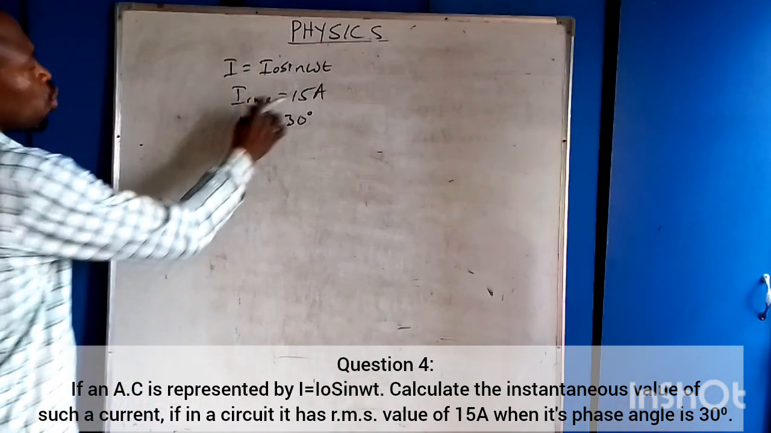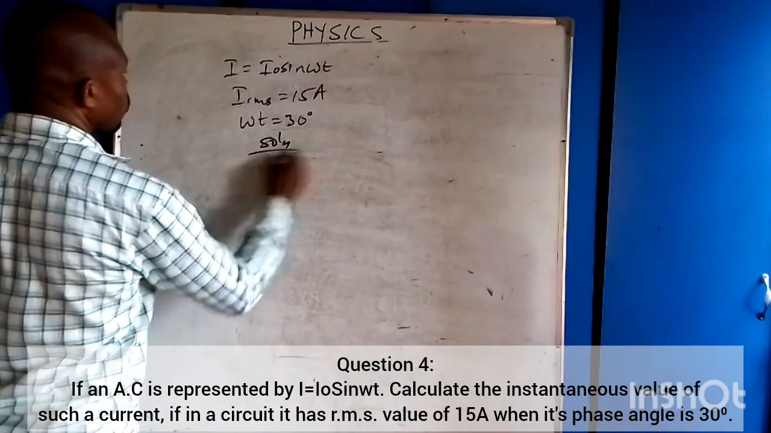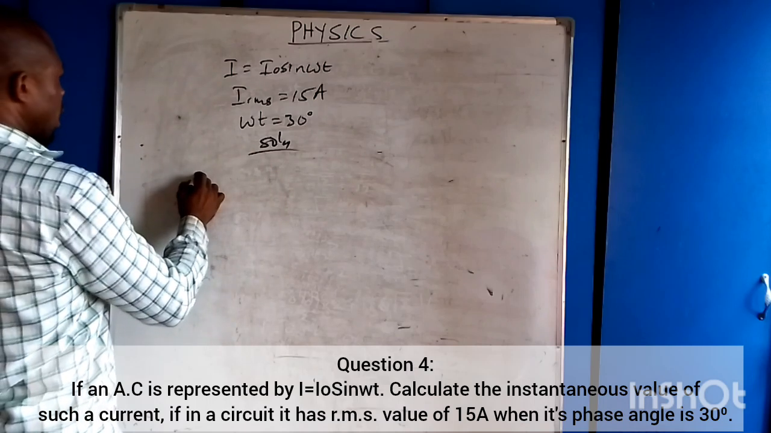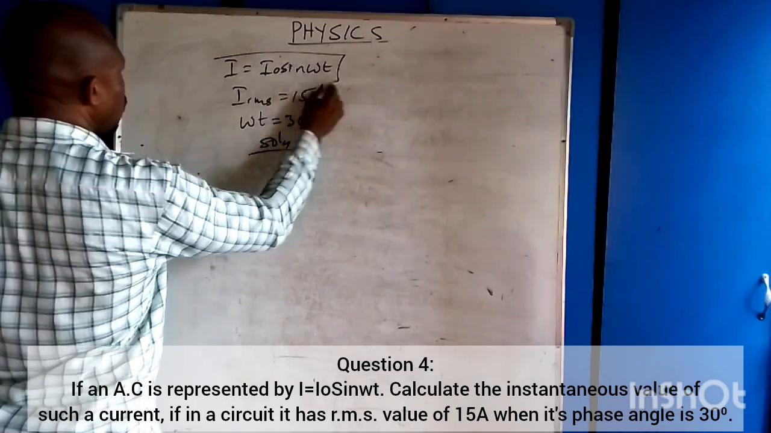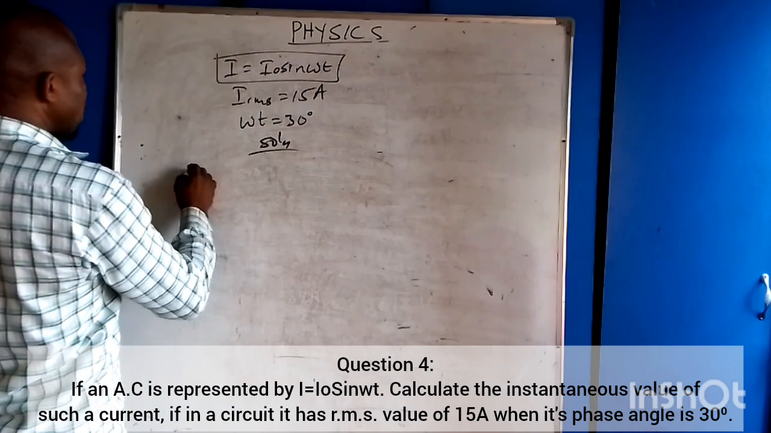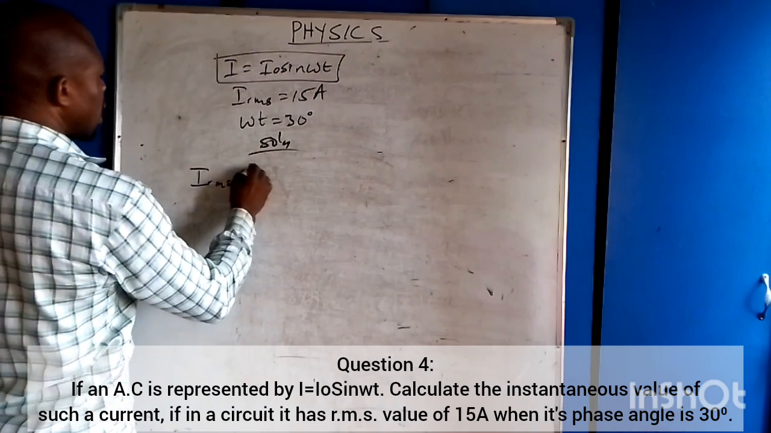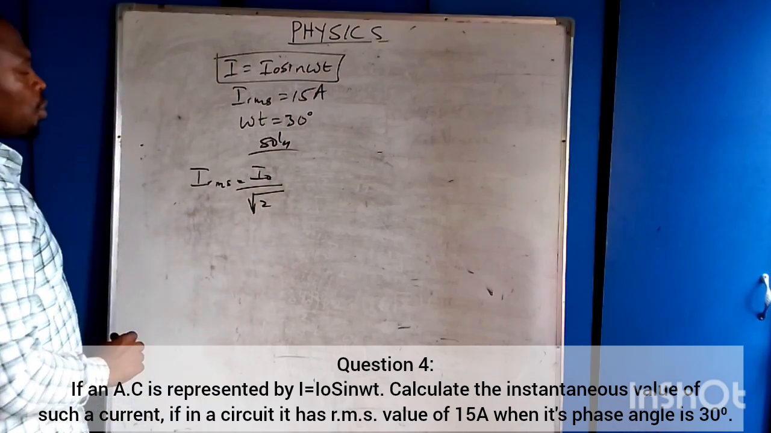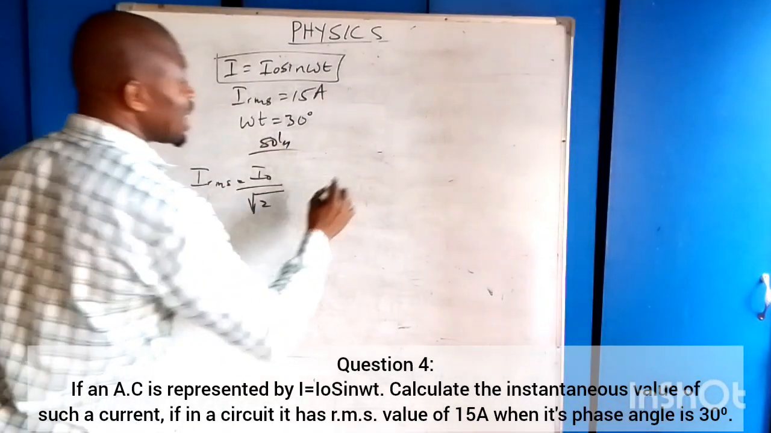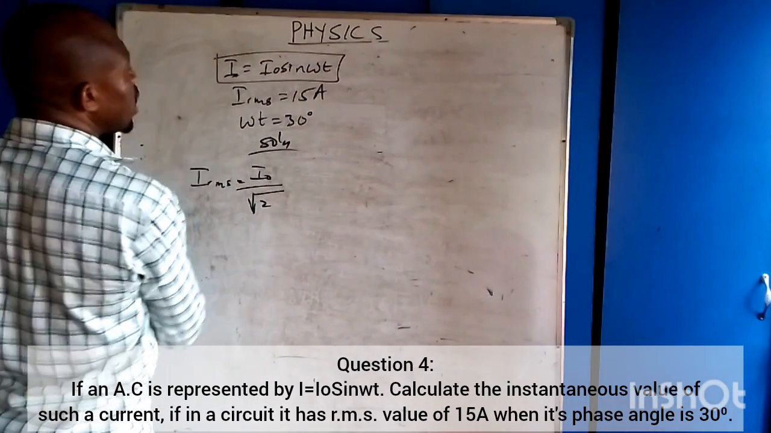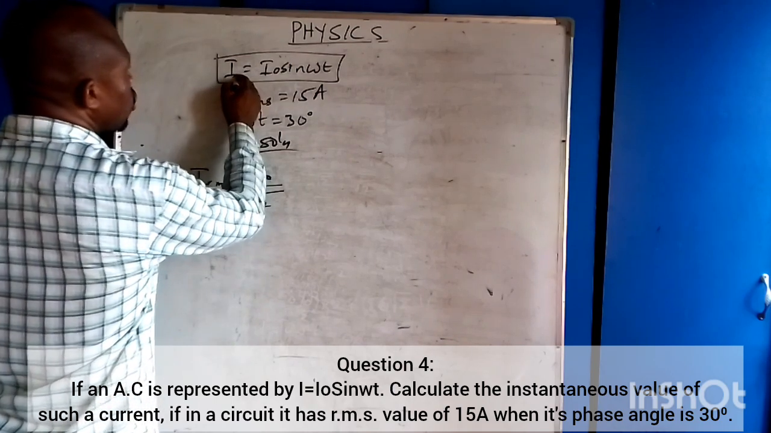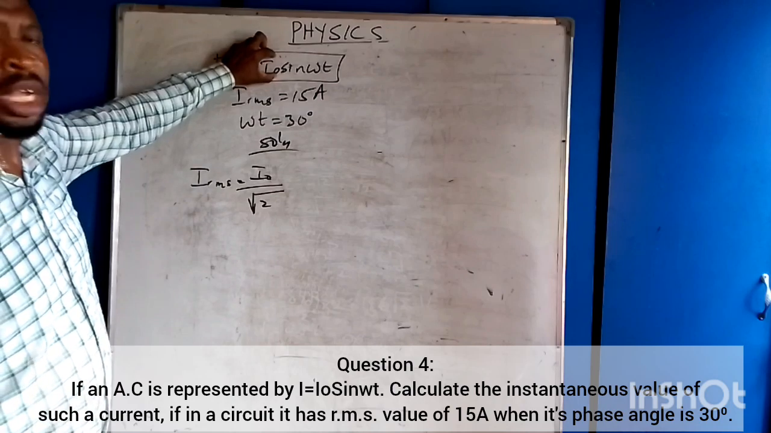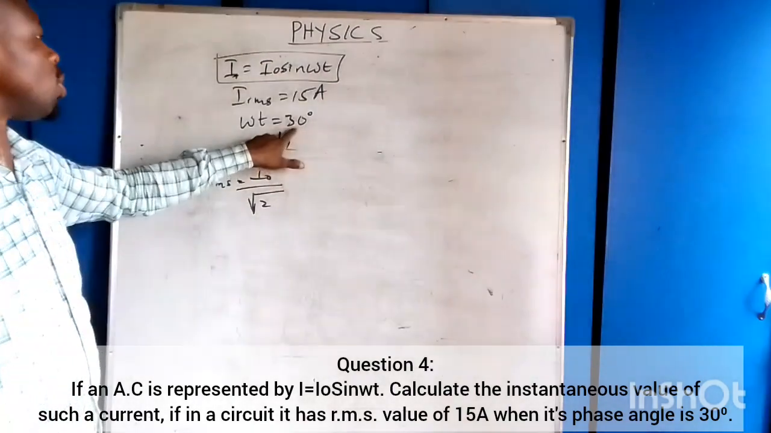So what do we do? Since we have the solution already, we know that this is the equation, and we know that IRMS is I naught all over square root of 2. Now, this is IRMS, and this is the instantaneous current, which is what you are asked to get. Here, we have the given values to be this.